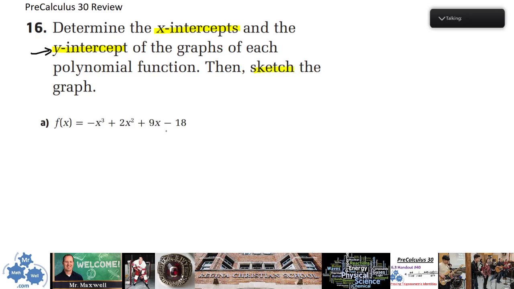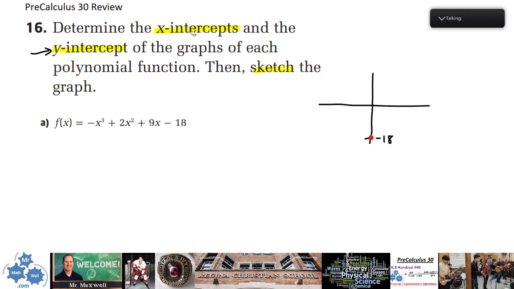The y is really easy. It's the constant term. So the y-intercept is down here at negative 18. That's a point that is on the graph for sure. It has to pass through there because it's the constant. Why do I know that? Because when you let x equal 0, that's 0 plus 0 plus 0 minus 18. That's your intercept. Got it? So that's easy.